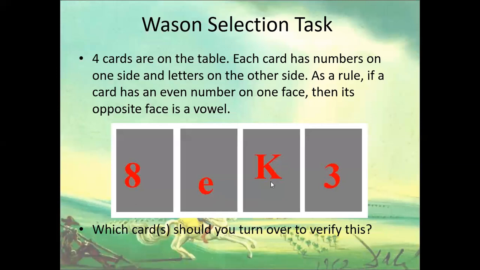Okay. What you need to overturn is the 8, obviously, and the K. Why? Because the K is a consonant. If the K has an even number behind it, suppose you overturn the K and there's a 2. Now all of a sudden you have the 2, which does not have an even number behind it. You have a 2 with a K, which would break the rule.